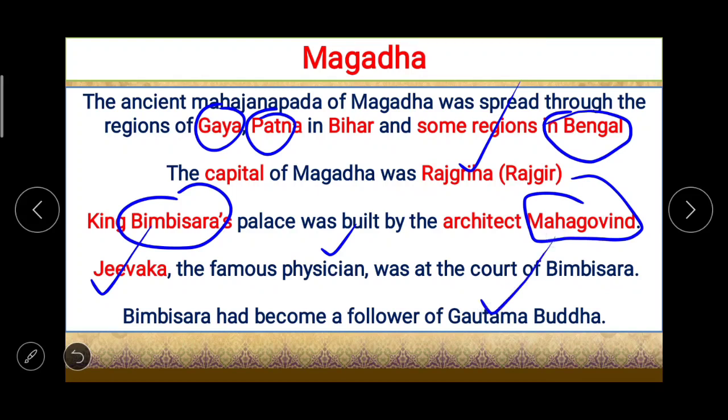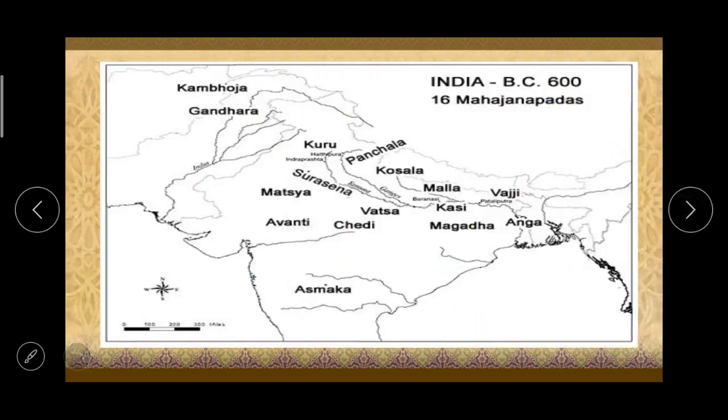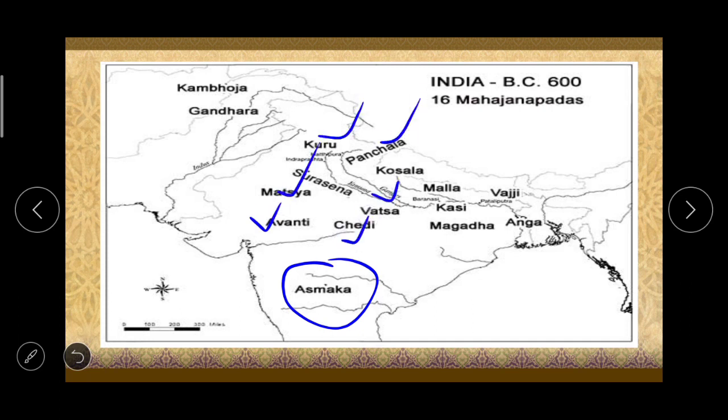Next, after all these 4 Mahajanapadas, here is the map in which you can see all the 16 Mahajanapadas: Ashmak, Avanti, Chedi, Vats, Mats, Kuru, Panchala, Kosla, Mall, Kasi, Magadha, Vachi, Ang, Gandhara and Kamboja.